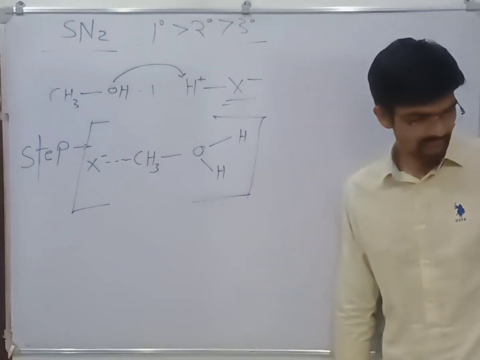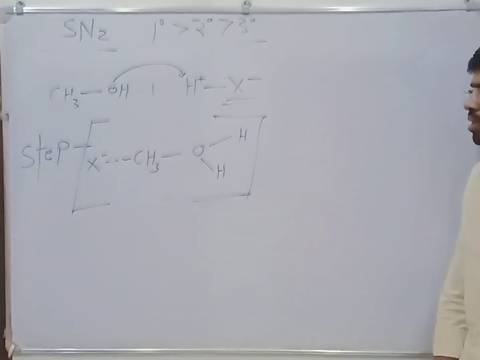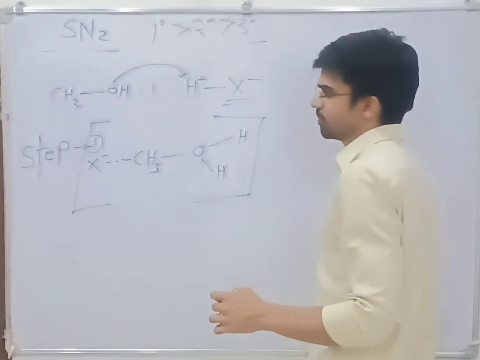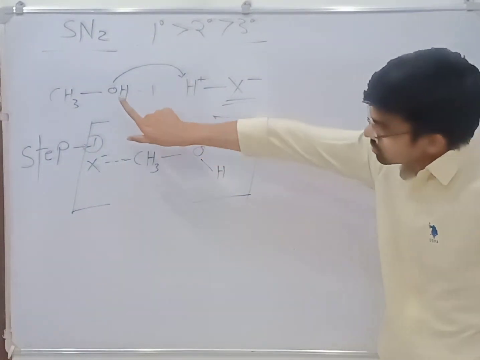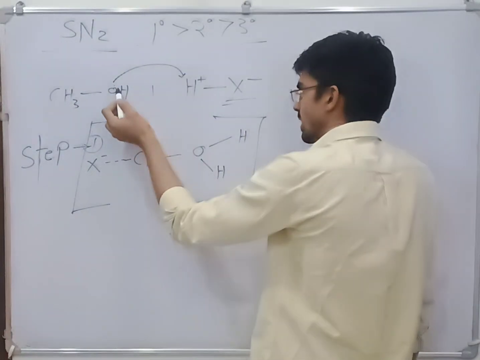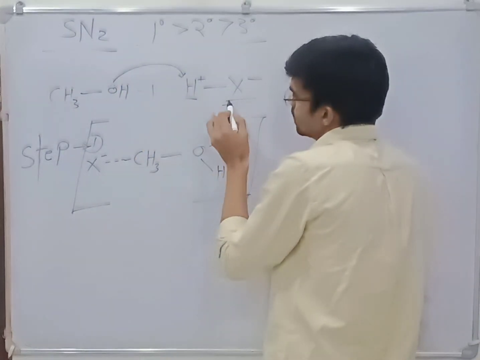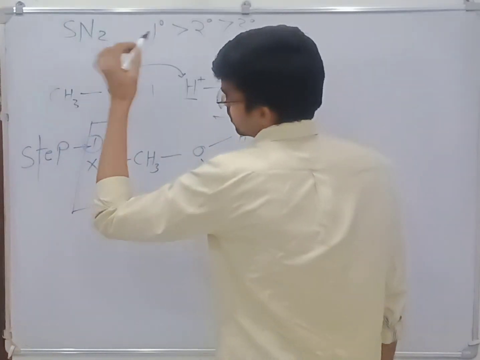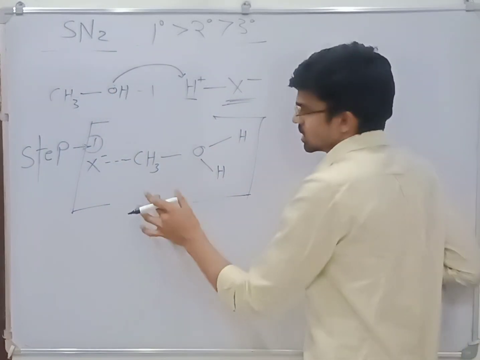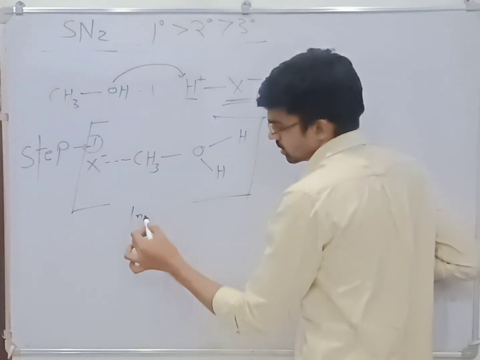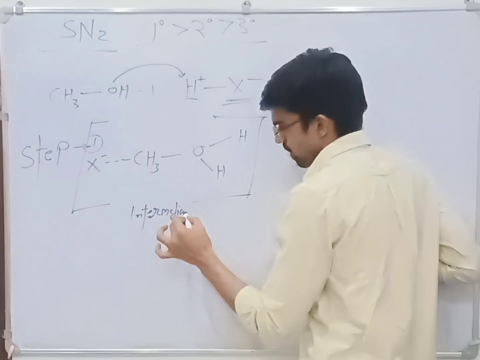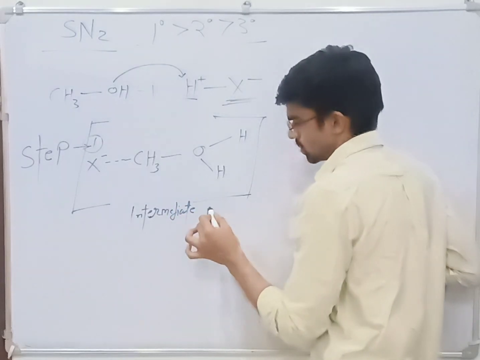So this reaction will take place in only one step. At the same time, the oxygen will get attached to the H plus and the nucleophile will attack from the rear side, and it will form an intermediate product. This is called the intermediate product.